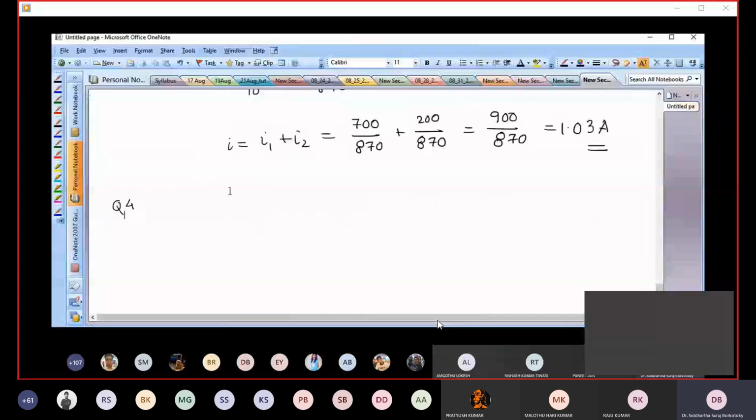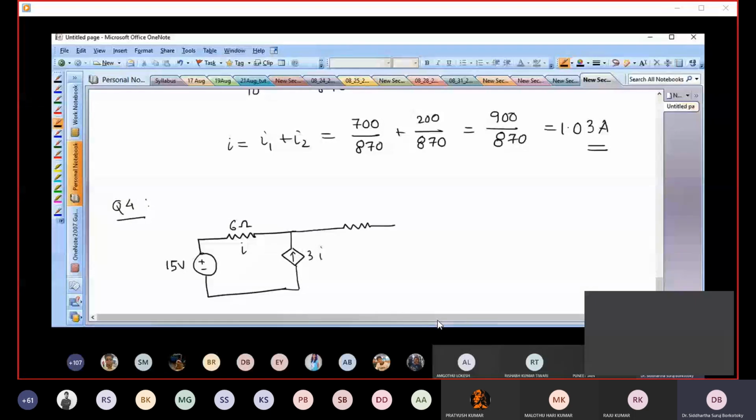So question number 4 is, what you have here is a 15-volt source. You have a current I, a 6 ohm resistor. This is a dependent current source, 3I. You have an 8 ohm resistor.